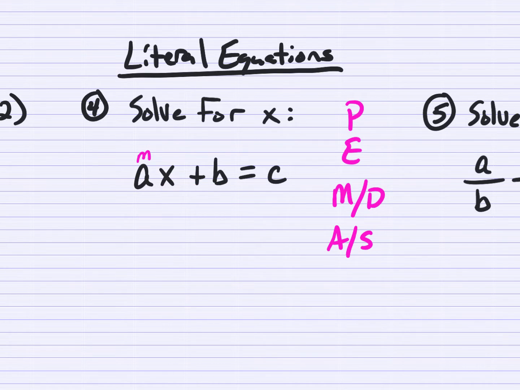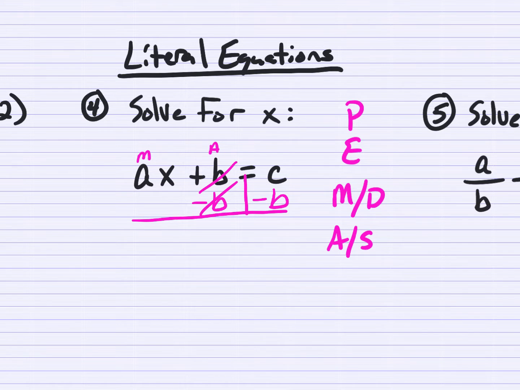So right above that b, I'm going to put a for adding. Now, according to the reverse order of operations, if I'm going to get that x all by itself, I have to get rid of anything that's being added or subtracted first. So when I look over here, between the a and the b, I have to get rid of that b first. So I simply ask myself, what's the opposite of adding b? So I subtract b from both sides.